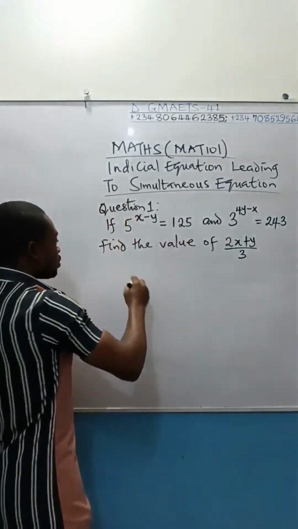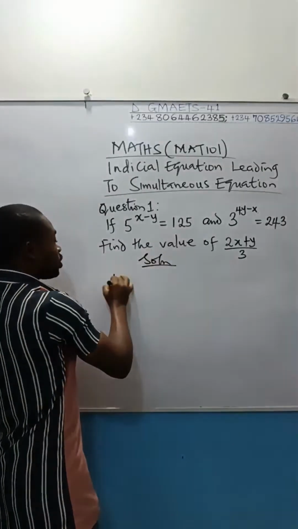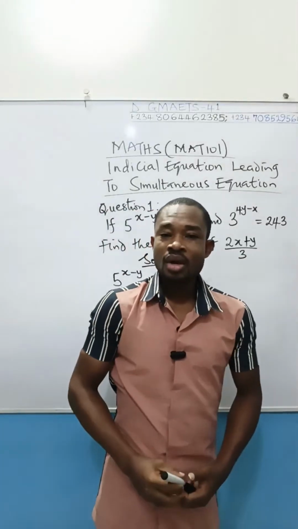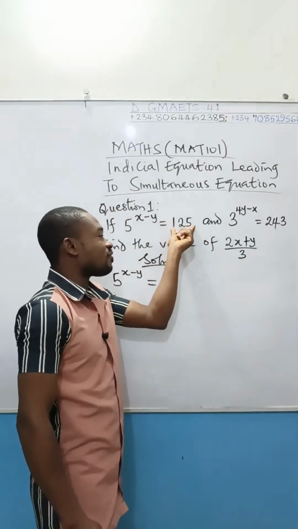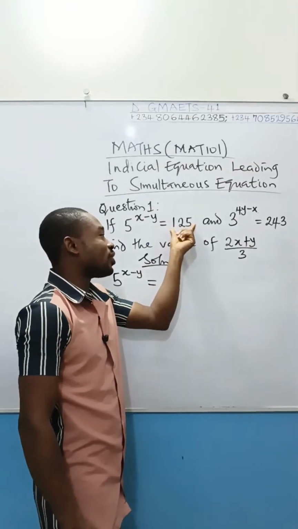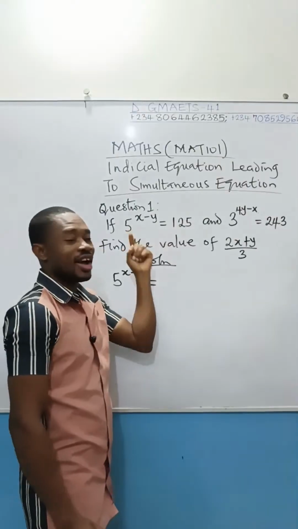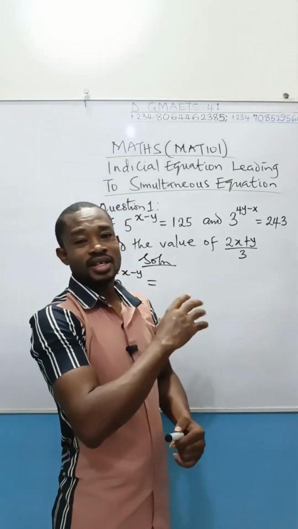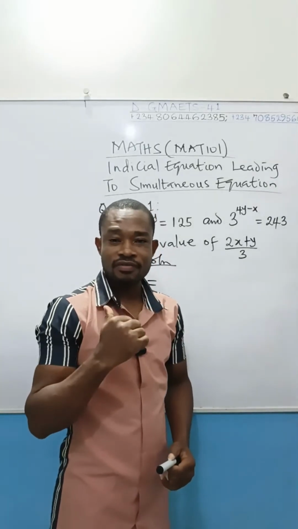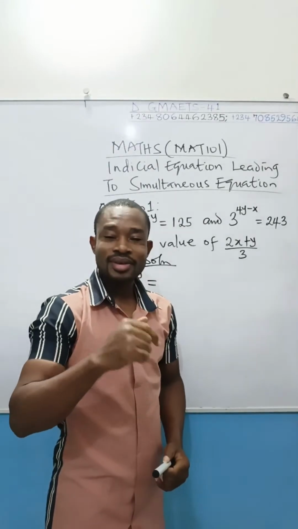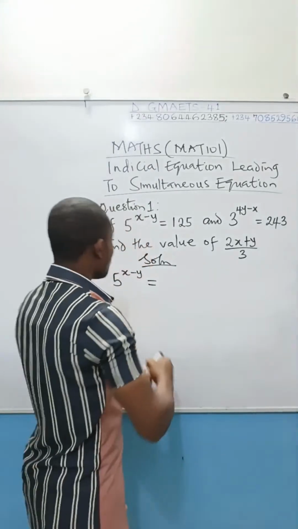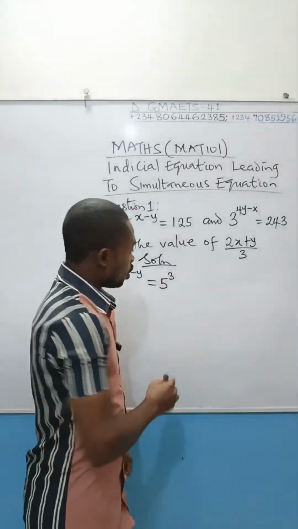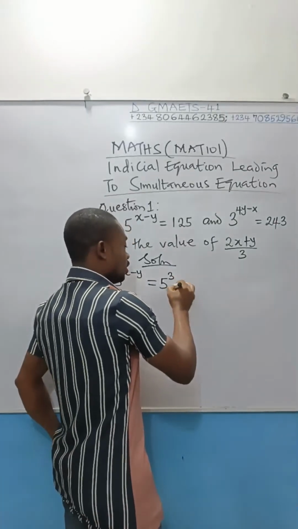Let's go. So here we have 5 to the power of x minus y, and that is equal to 125. So find a way to break down this 125 to base 5. We've done all of these things in previous classes. So if you have problems understanding this concept, please visit our previous live classes. They are all on this channel. 125 is the same as 5 to the power of 3. So this is our first equation.